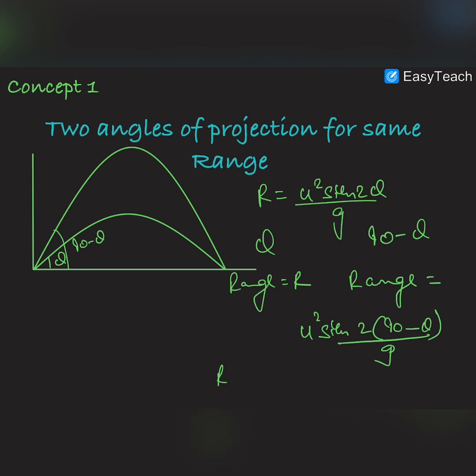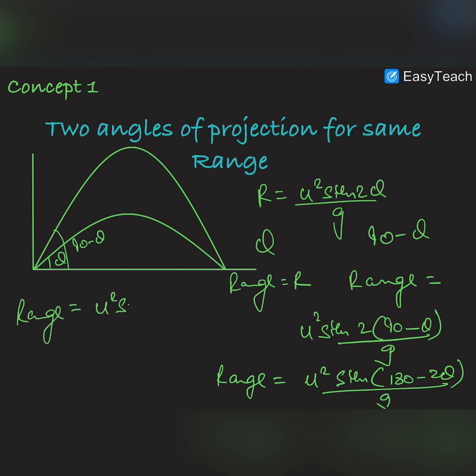So the range will be equal to u square sine (180 minus 2 theta) by g, and you know that sine (180 minus theta) is sine theta only. So the range will be equal to u square sine 2 theta by g, which is the same as it was when the angle was theta. So the range in both these cases is the same. So we can say that there are two angles of projection, theta and 90 minus theta, for which the range is the same.